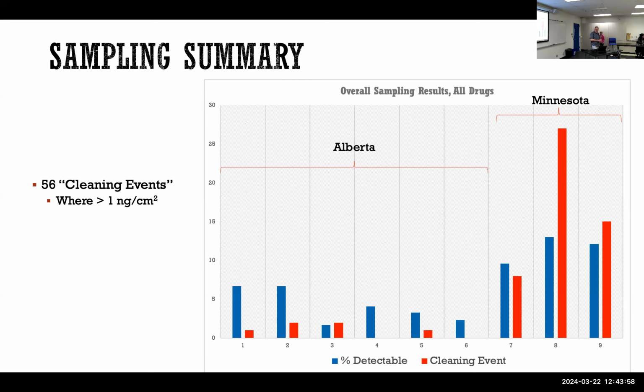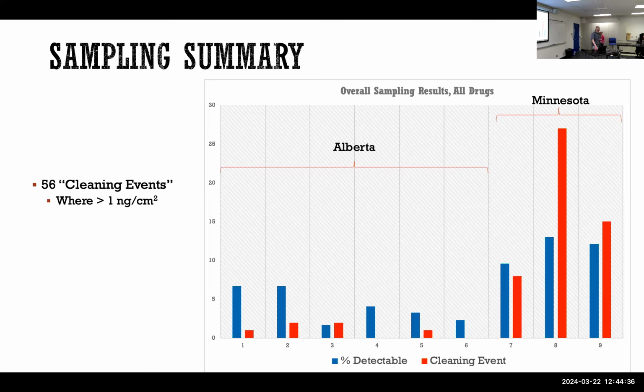I'll talk about that in just a minute. And the red are the number of samples that reached a critical level we call a cleaning event criteria. And that was that when these occurred, the clinics were told that they had one of these events and that they should undertake a cleaning activity. So what you can see clearly here is there's a difference right away between the sites in Minnesota and Alberta, but also between the different sites within Alberta. There's a fair amount of variability from almost no cleaning events to several.